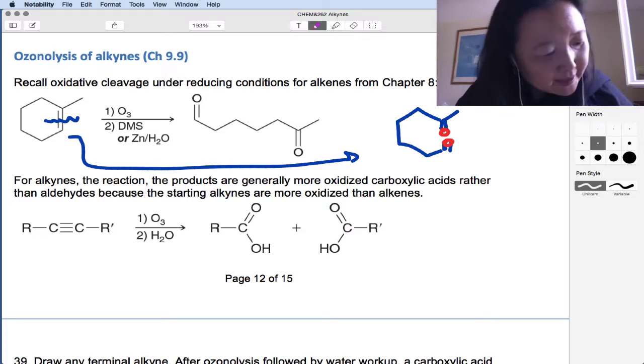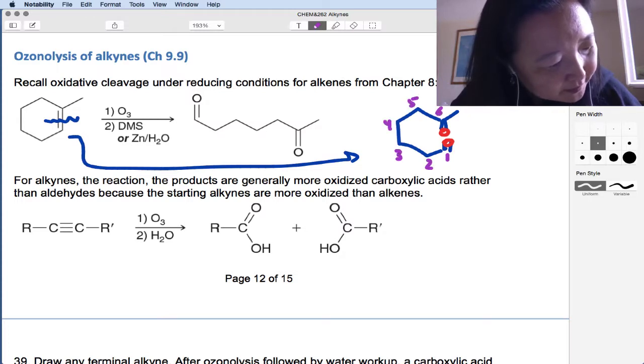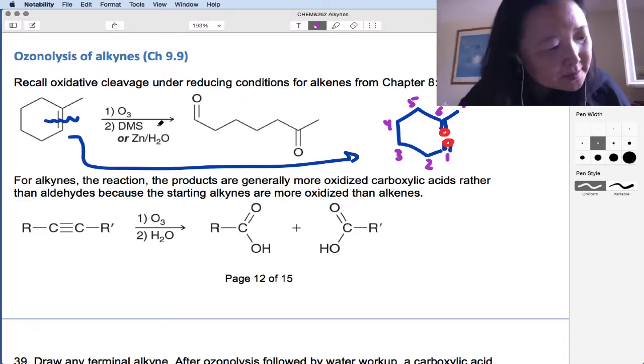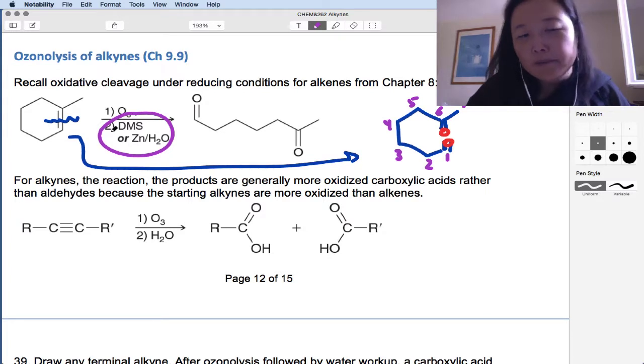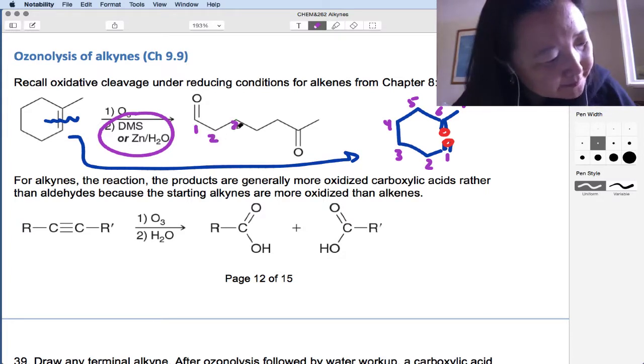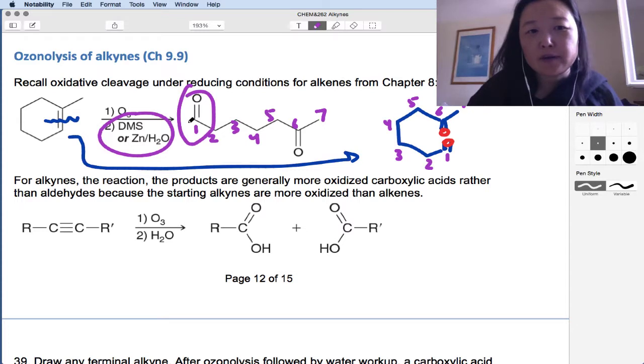And of course, the conditions for working this up are very important. The reason why we have an aldehyde here is because we have reducing conditions here. Usually you see a follow-up of dimethyl sulfide or zinc and water. So that's very important in telling me, oh, make an aldehyde here if there's no carbon.